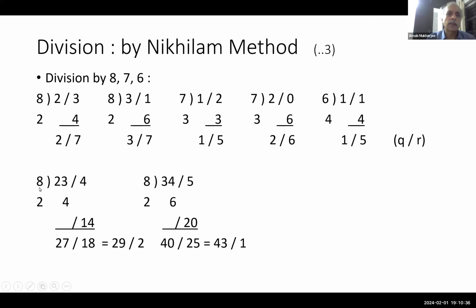234 divided by 8. This 2 into 2 is 4. 4 plus 3 is 7. 7 into 2 is 14. 14 plus 4 is 18.